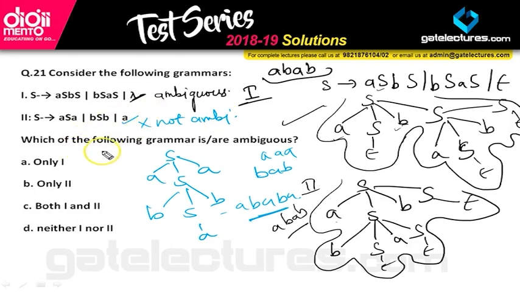So they are asking which of the following grammars is ambiguous, and only one here is the answer, because we got more than one parse tree for that, but for the second one we are not getting any more parse trees.